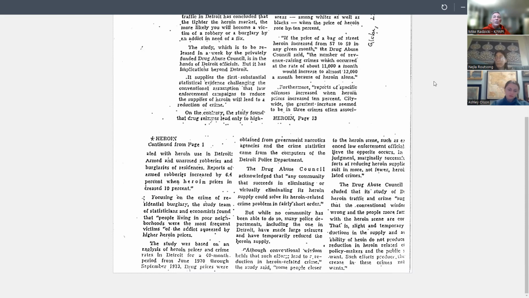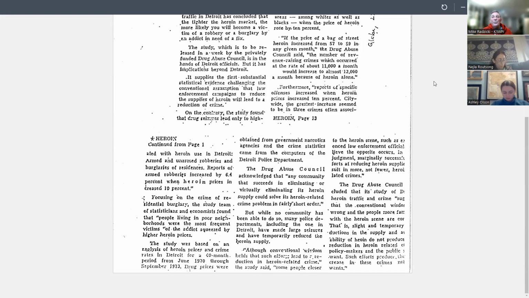living in poor neighborhoods were the most frequent victims of the addicts squeezed by higher heroin prices. The study was based on an analysis of heroin prices and crime rates in Detroit for a 40-month period from June 1970 through September 73. Drug prices were obtained from government narcotics agencies, and the crime stats came from the computers of the Detroit Police Department. The Drug Abuse Council acknowledged that any community that succeeds in eliminating or virtually eliminating its heroin supply could solve its heroin-related crime problem in fairly short order.